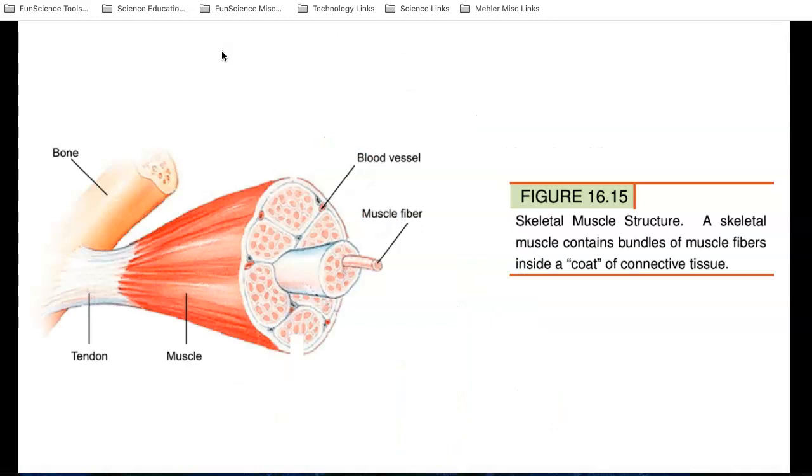Let's take a look at the skeletal muscle structure. A skeletal muscle maintains bundles of muscle fibers inside a coat of connective tissue. In this case, here we have a tendon which is connecting the muscle to the bone. That's important to know what a tendon does. A tendon connects the bone to the muscle, and inside this muscle, because it's a skeletal muscle, there are bundles of fibers.